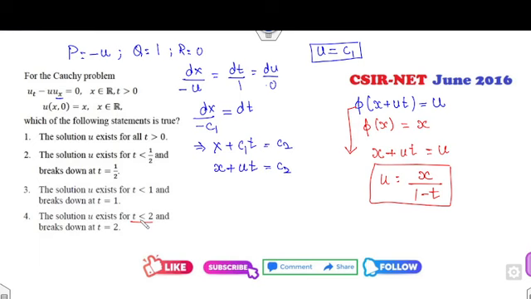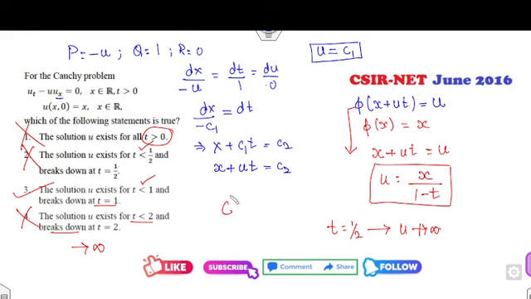Solution is defined for all t less than 2. Wrong, because it is not defined at 1. What is the meaning of the breaking point? That means solution will go to the infinity. Solution exists for all t less than 1 satisfied. Breakdown at 1, fine. Solution exists for all t less than half satisfied. Breakdown at 1 by 2. But whenever t is 1 by 2, then u will not go to the infinity. So this option is cancelled. Solution exists for all t. That's wrong because it is not defined at t is equal to 1. So C is my right answer of this problem.